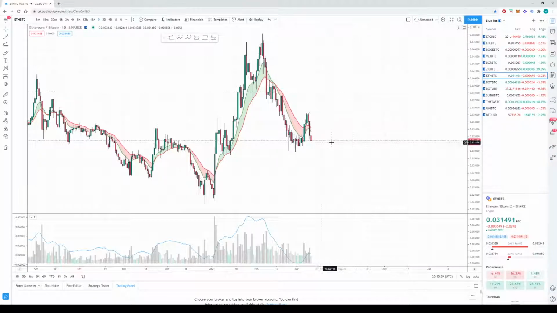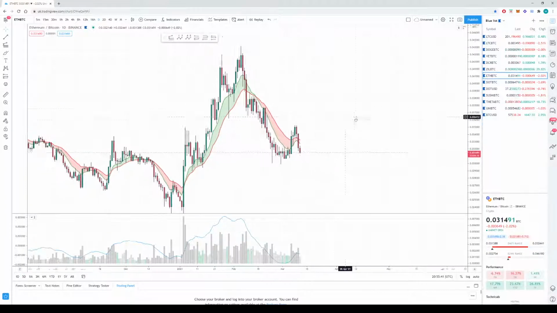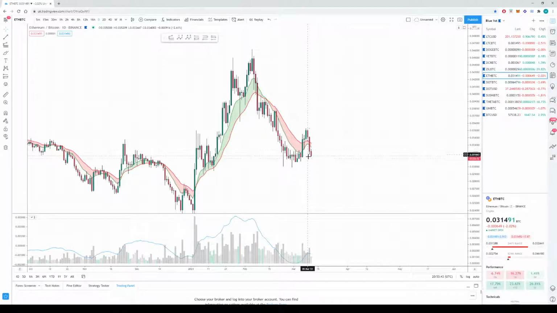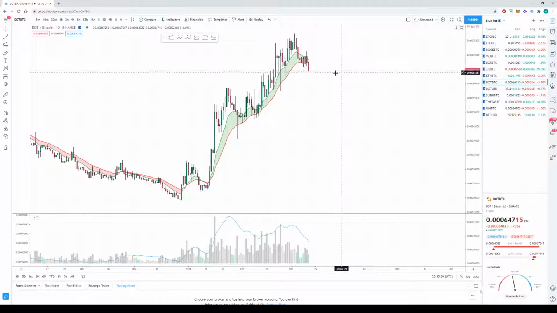ETH BTC is just not looking good. I've exited this trade. This has given back all its gains and is going to these prior lows. Just doesn't look good. DOT against BTC doesn't look that good.